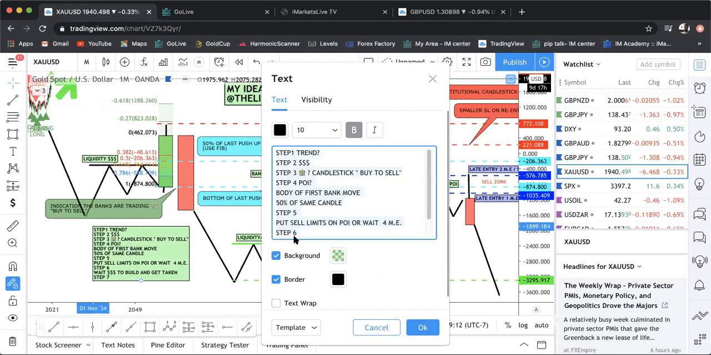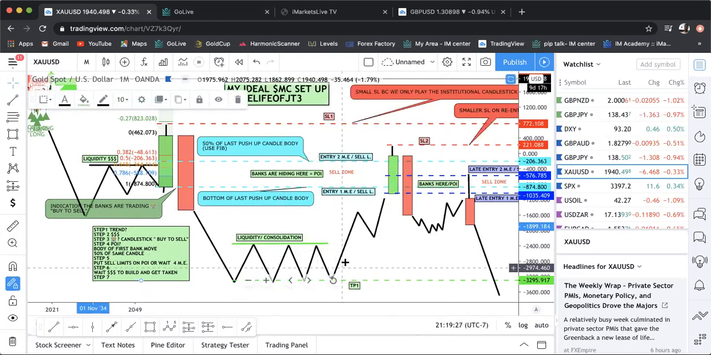So step 5, we're going to put sell limits on our POI or wait for market execution. Now step 6, we're going to wait for money to build up and to get taken, aka consolidation right here, to get taken and for price to start heading back up to your entry.